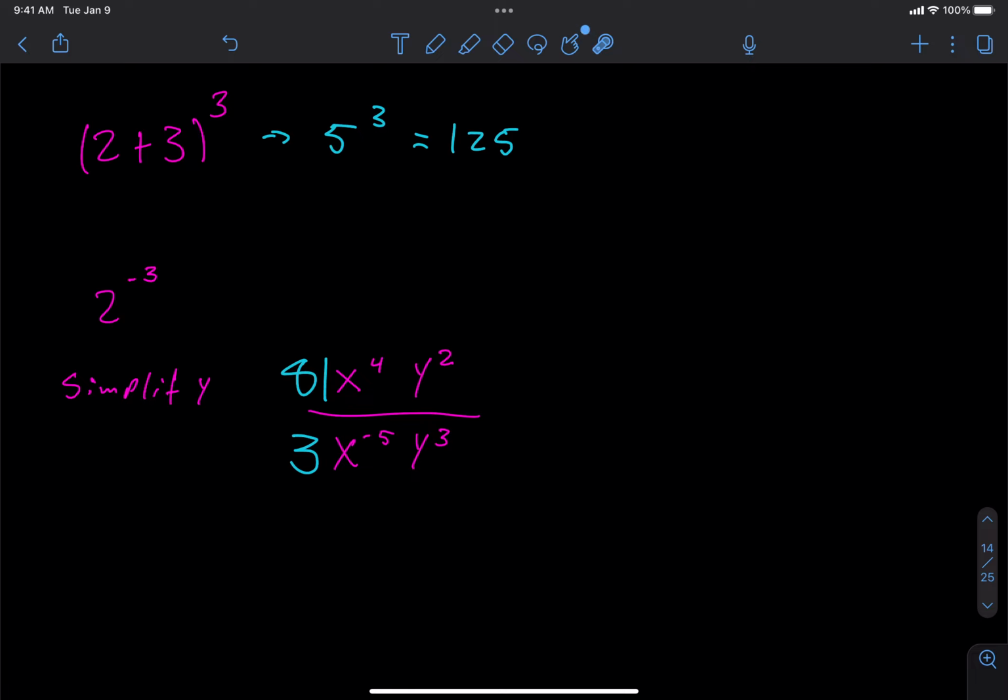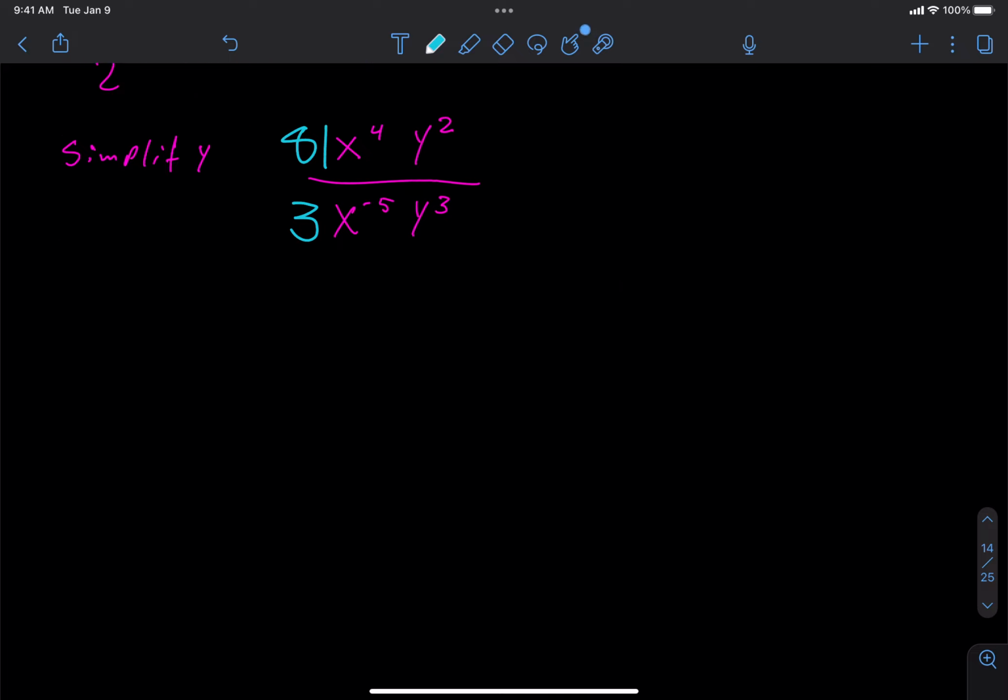Okay, and then 2 to the negative 3, that's just a straight answer. We know what that is. That's 1 over 2 cubed by our rule, which 2 cubed is what? 8. So this is just 1/8. Okay, so we got 3 numbers so far.